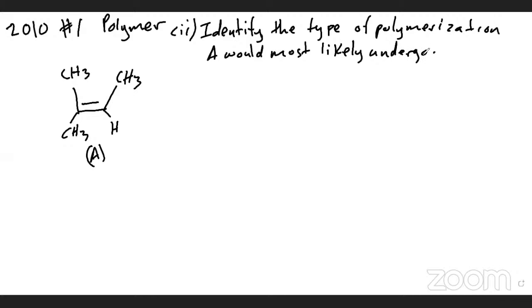All right, so what type of polymerization would A most likely undergo? Addition. Right. And why is that? Because of the double bond. Right. So once it's an alkene, it's addition. Only alkenes do addition. So good job.